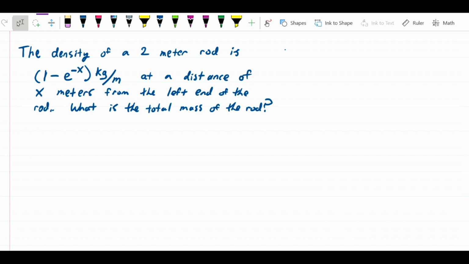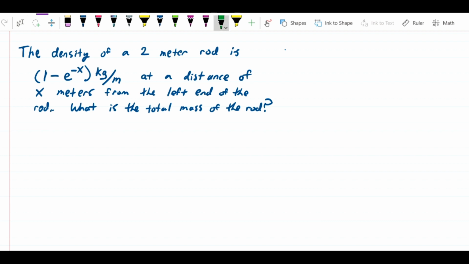We want to talk about density and how integrals can be used to solve density problems. To put up here a typical problem, this is sort of a one-dimensional version of the problem. Let's suppose the density of a 2-meter rod is 1 minus e to the negative x kilograms per meter at a distance x meters from the left end of the rod. So what is the total mass of the rod?